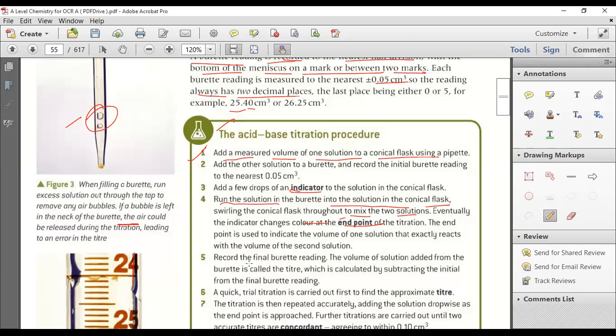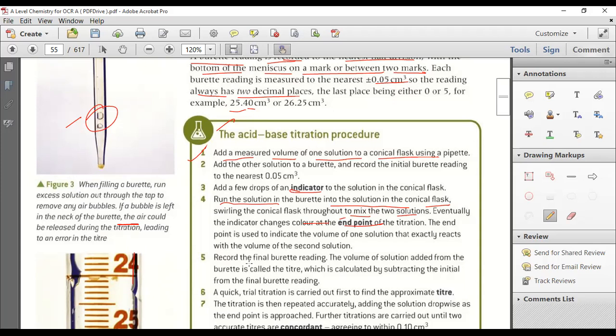Eventually, the indicator changes the color at the end point of the titration. The end point means that change in the color. This point is clear, yes or no? Anji, Manya, is this point clear? I'm again repeating.